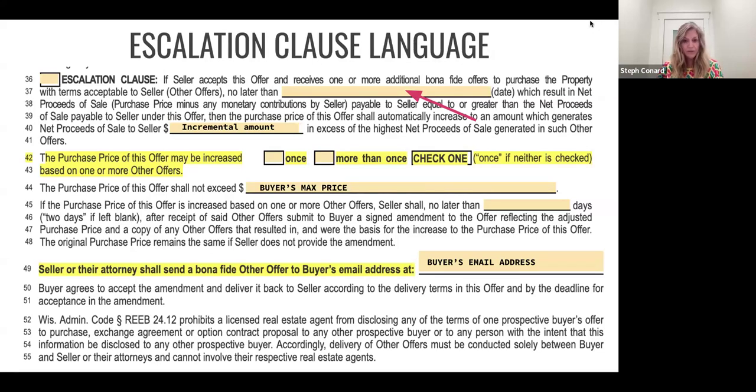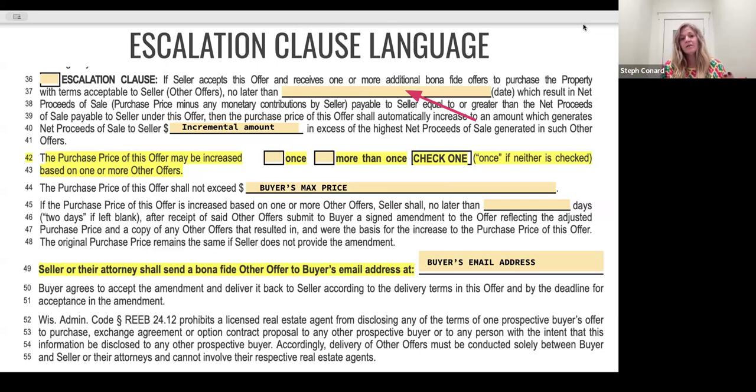So you would use this in a competitive situation. And the buyer is committing to and communicating to the seller, here's my offer price. And if you receive another offer that beats my offer price, I am letting you know that I will beat that offer by an incremental amount up to a max number. So I'll go over the language in detail.